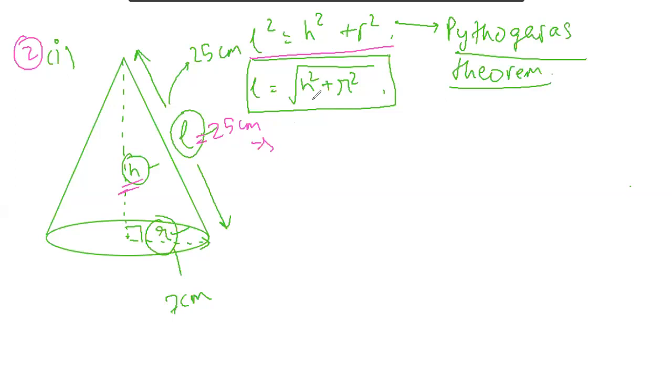So without any further delay, let's solve the question. 25 whole square is equal to h square, which is not given to us, so we'll assume it as h square, plus r square, which is given to us.